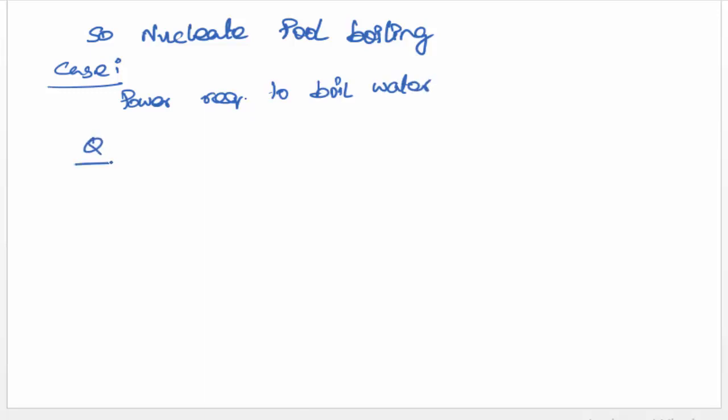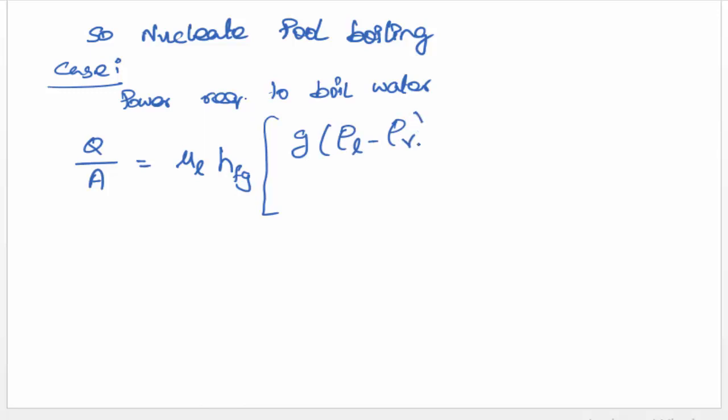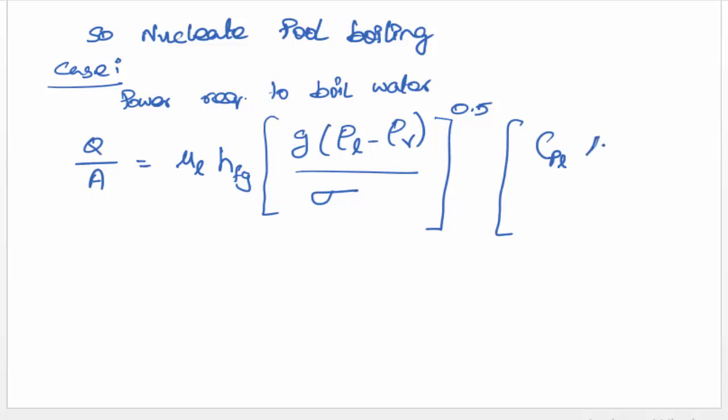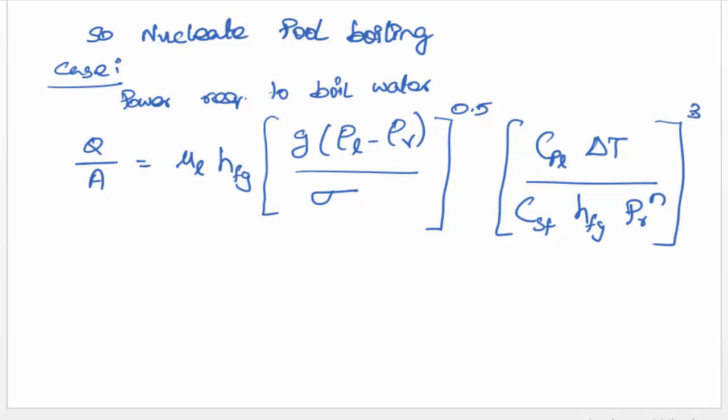From the data book, just write the formula Q by A equal to mu L HFG into [g into (rho L minus rho vapor) divided by sigma] to the whole power 0.5 into [Cp liquid del T divided by CSF into HFG into Pr to the power n] whole cube. This is the formula you have to take from the HMT data book, right?